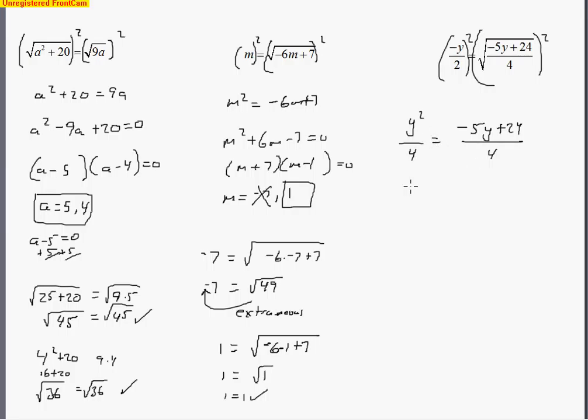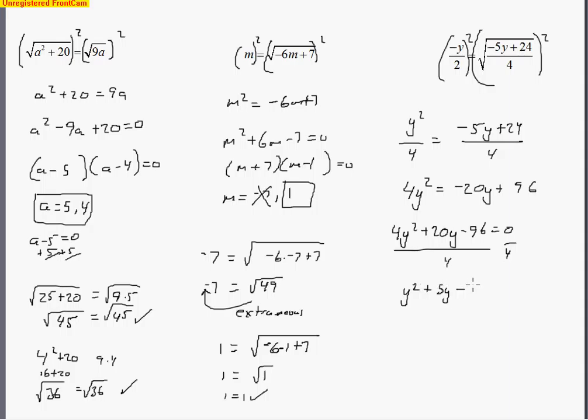I'll bring all the parts over, so I'll do some opposite operations. Or I could go ahead and multiply here. If I cross-multiplied, we'd be left with 4y squared equals negative 20y plus 4 times 24, which is 96. And so if I bring these two terms over, I get 4y squared plus 20y minus 96 equals 0. So I'm going to divide by the 4 now. If I divide by the 4, I'll get rid of those 4's. And I'm just left with y squared plus 5y minus 24.